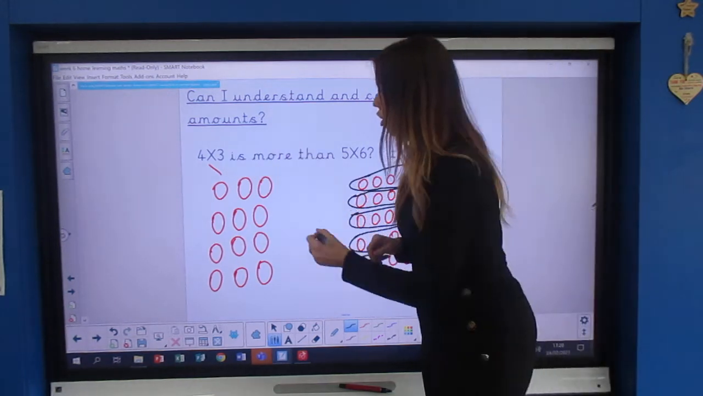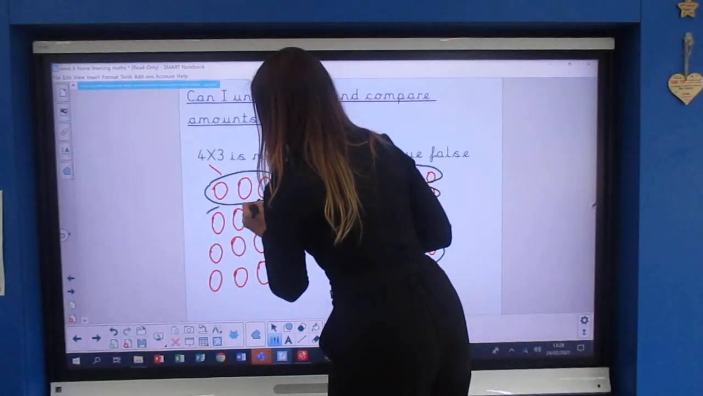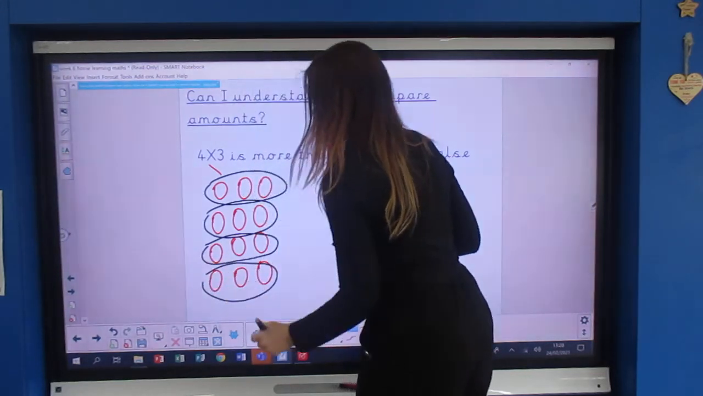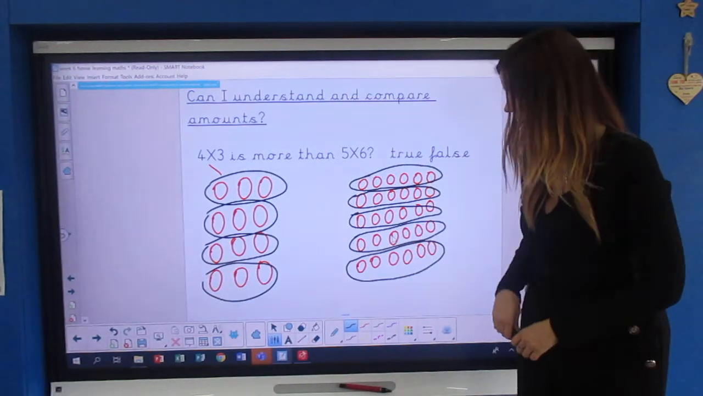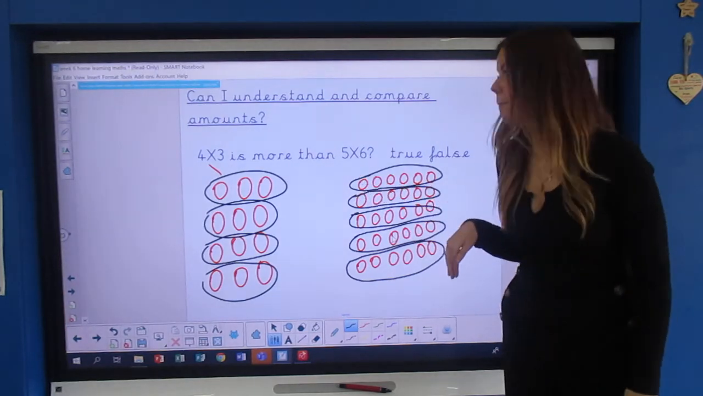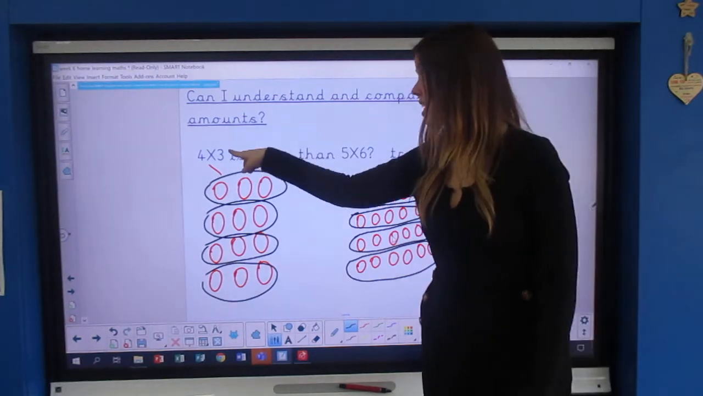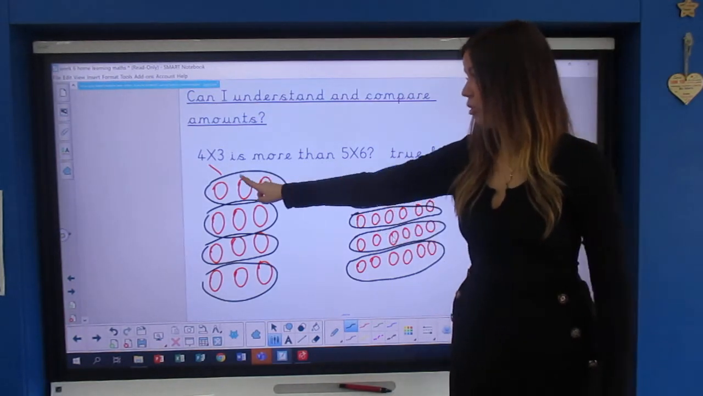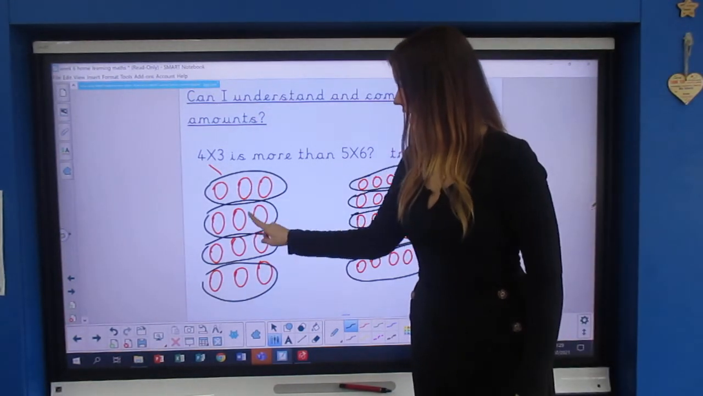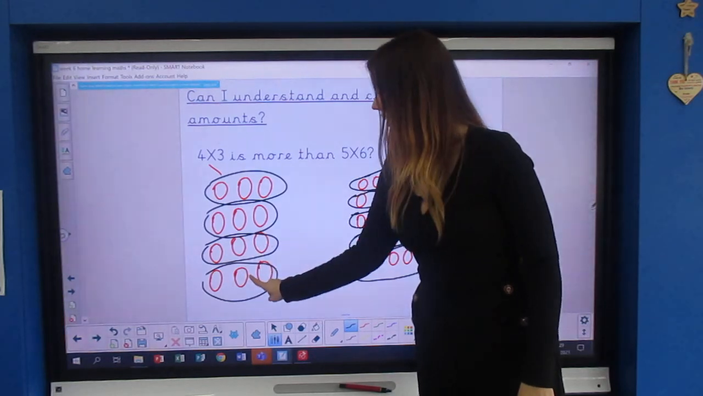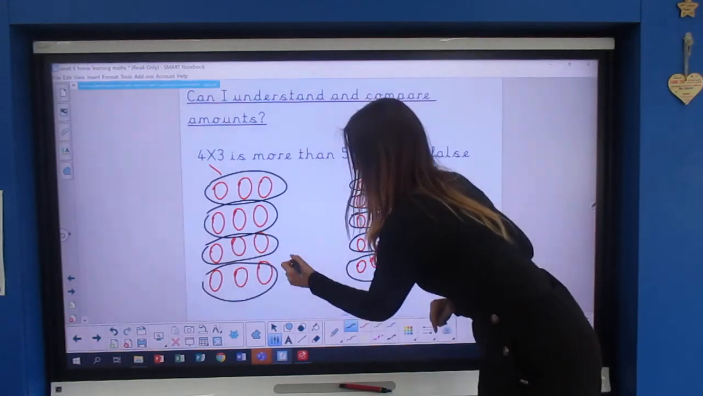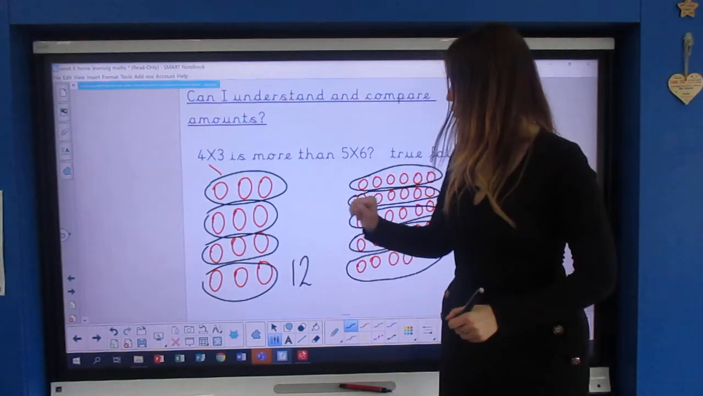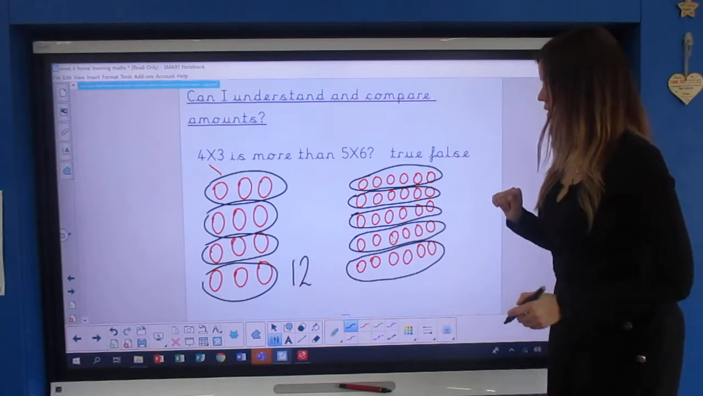And you've got 4 groups of 3. 1, 2, 3, 4. Now you need to work out the answer to see which has got more. Is 4 times 3 more than 5 times 6? So you can count them. 1, 2, 3, 4, 5, 6, 7, 8, 9, 10, 11, 12. So we know that 4 lots of 3 is 12. Let's see what 5 lots of 6 is.